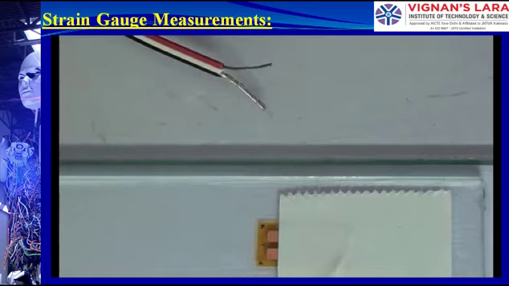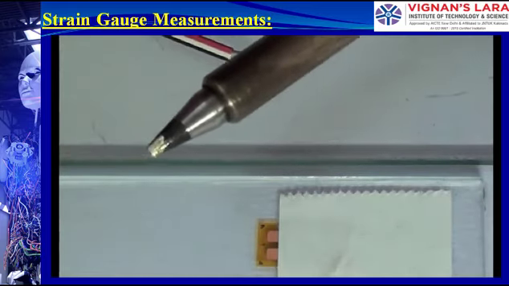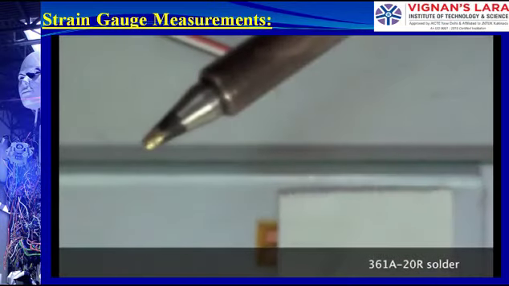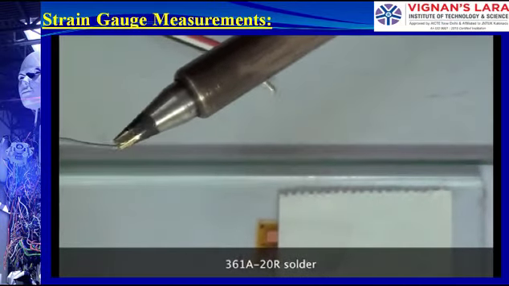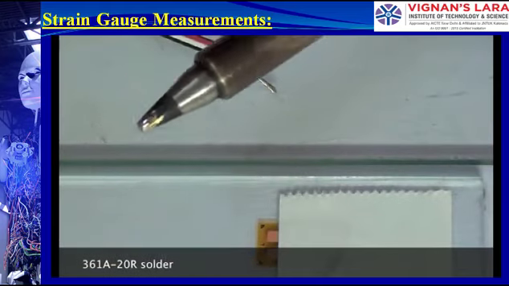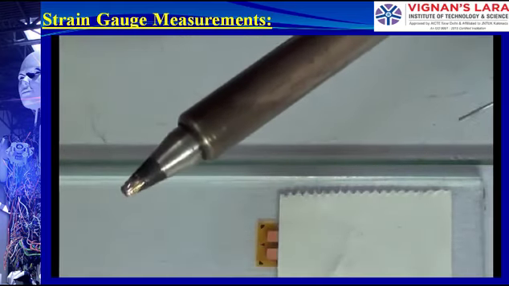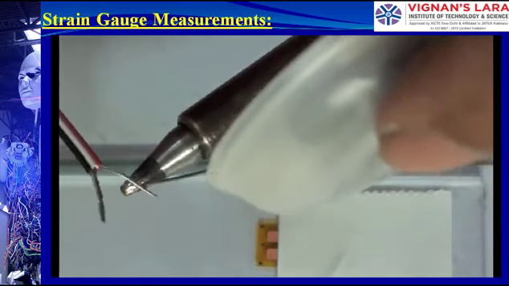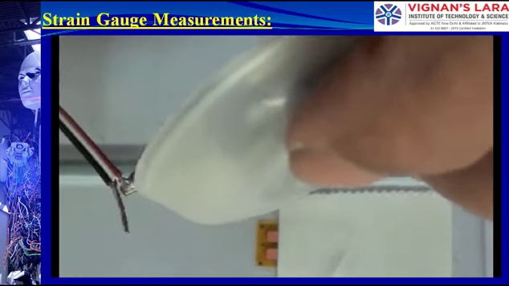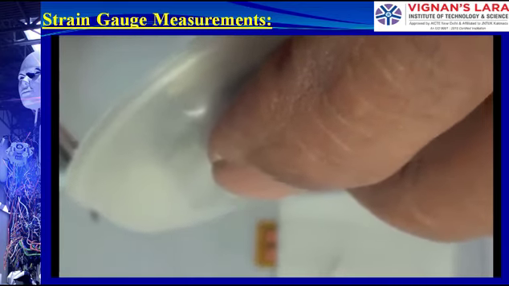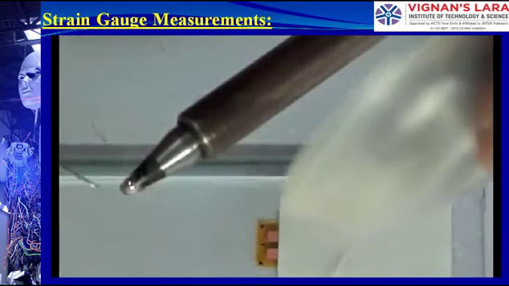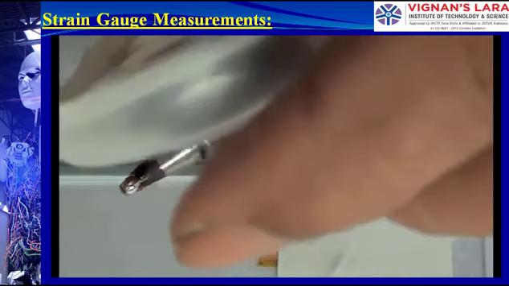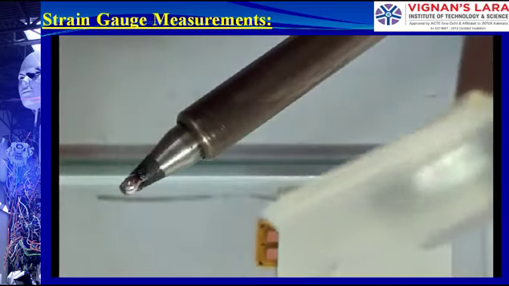The conductors are then tinned with 361A-20R solder, which has a lower melting point than most other solders. Fresh solder is applied to the tip of the soldering pencil to make a pool. The edge of the conductor is placed in the pool of solder, then fresh solder is fed into the pool as the lead wire is drawn away. This process is repeated for the other bundle of conductors.